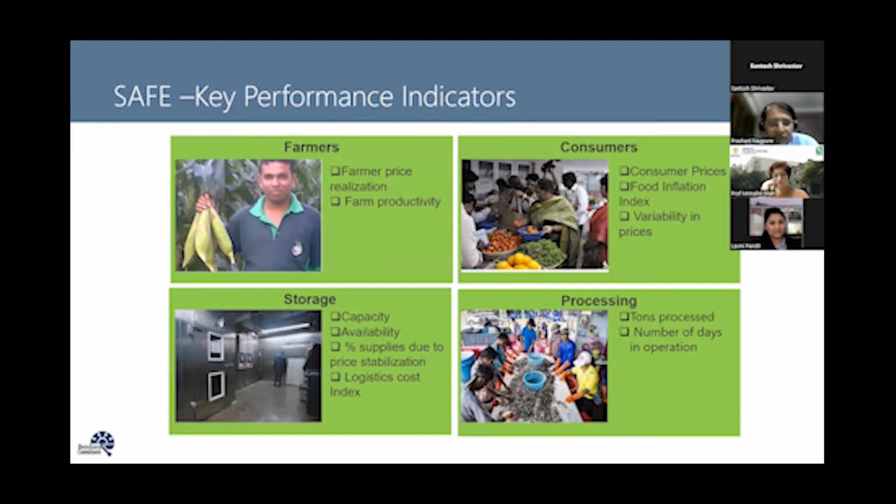and how we can reduce the variability in the prices. Storage, basically some of the parameters around capacities, availabilities, and what kind of supplies lead to price stabilization, and what logistics cost is incurred in terms of movement. And finally, in terms of processing, what value-added processing facilities can be created around these clusters of production as well as consumption centers, which fundamentally helps in reducing the wastages. So these were some of the KPIs that were proposed.